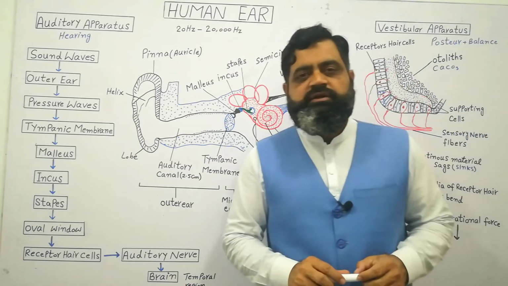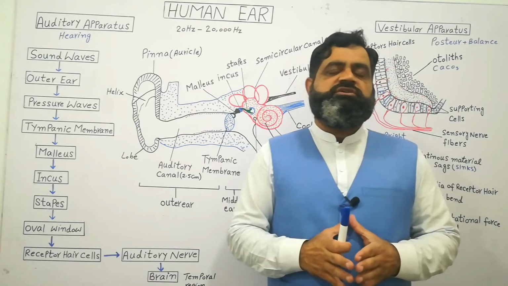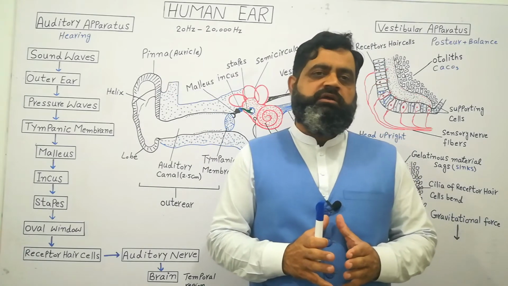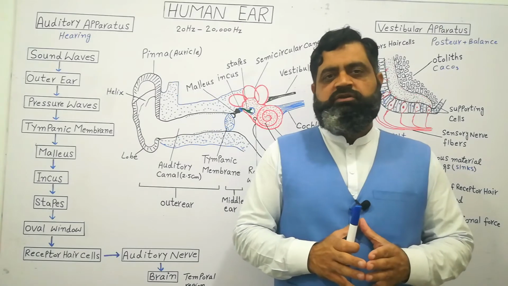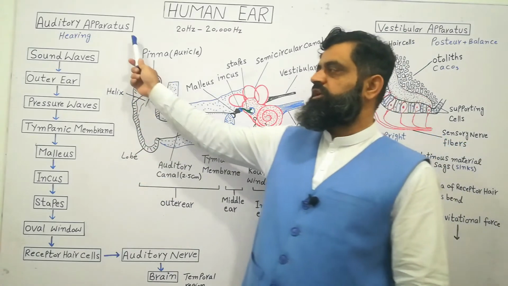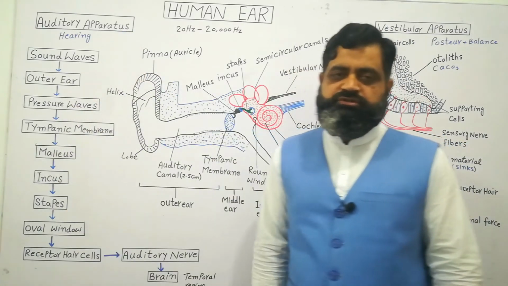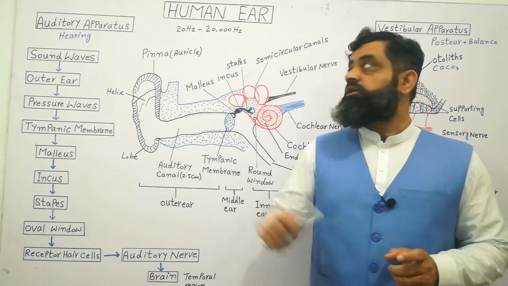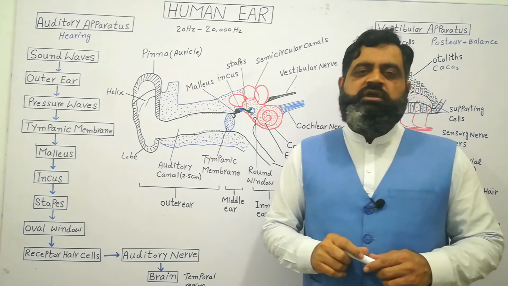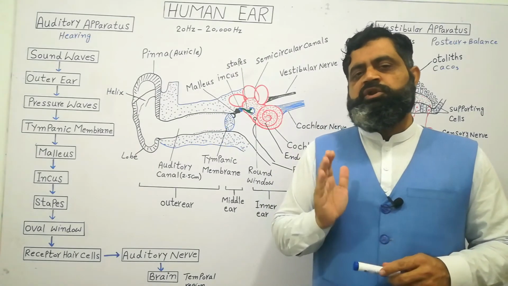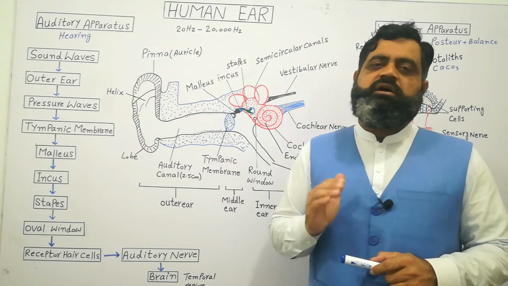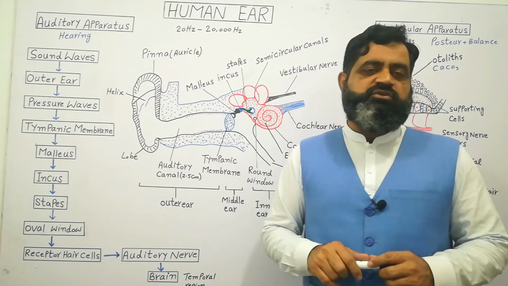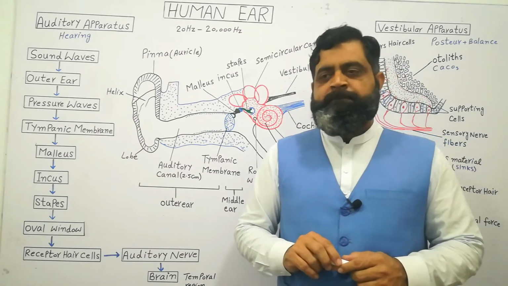Now let's study the functions of the human ear. The human ear is involved in hearing and equilibrium. First of all, we are going to discuss the auditory apparatus, which is involved in the hearing process. The human ear can detect sound waves of 20 Hz to 20,000 Hz. If the sound waves are below 20 Hz or above 20,000 Hz, the human ear is unable to detect those frequencies.